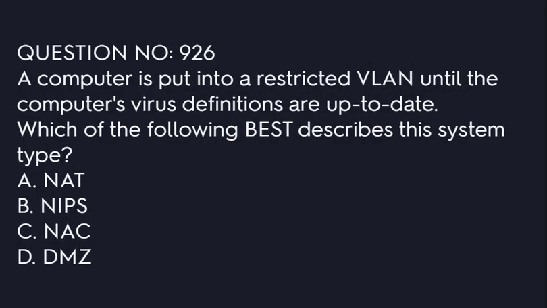Question 926. A computer is put into a restricted VLAN until the computer's virus definitions are up to date. Which of the following best describes the system type? A. NAT. B. NIPS. C. NAC. D. DMZ. C.